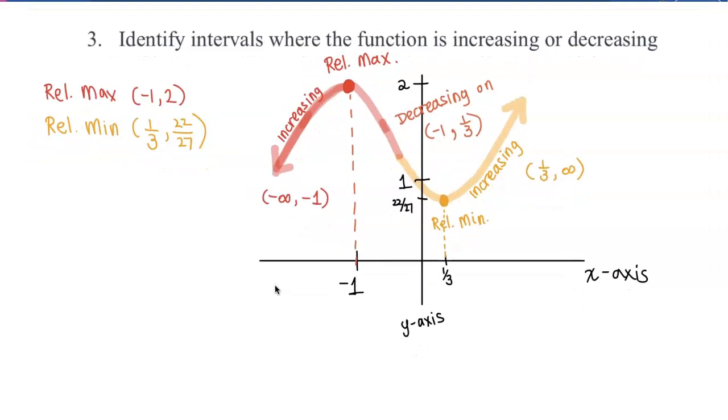You can write this in a single line: it's increasing on -infinity to -1 and 1/3 to infinity, and it is decreasing on -1 to 1/3. But this was using the second derivative test, where we plot these important points first and then fit the graph around these critical points, okay?